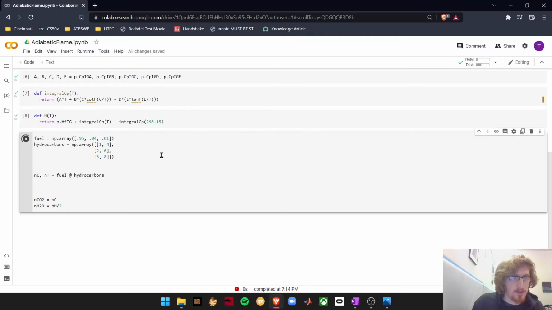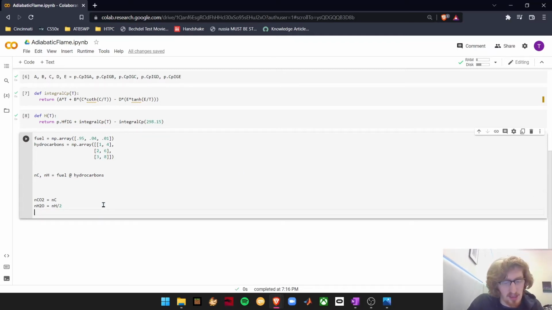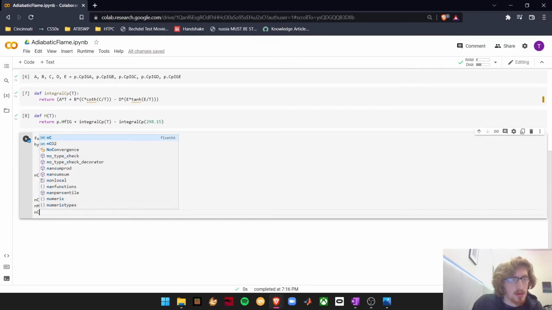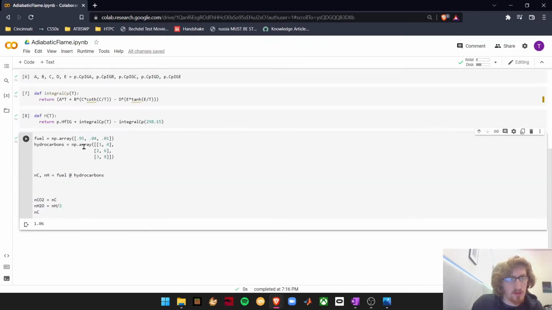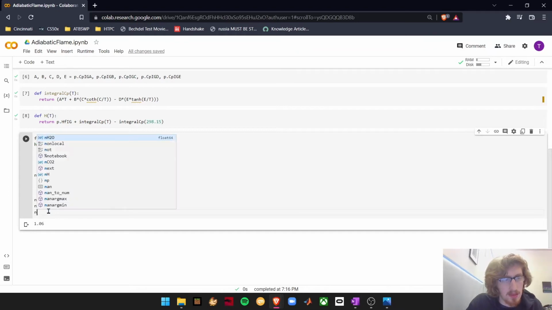So let's go ahead and run that. So if we want to take a look at, say, our number of moles of carbon, this is just simply the result of multiplying this times that, this times that, this times that, and then adding them together. So from here, we also need to include our number of moles of oxygen.